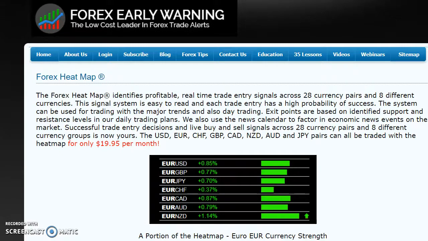Okay, in today's video, we're going to discuss the Forex heat map from Forex Early Warning. The Forex heat map identifies real-time trade entry signals for 28 currency pairs. So for example, if the euro is strong, it'll give you a live signal and it'll specify what pair to trade.